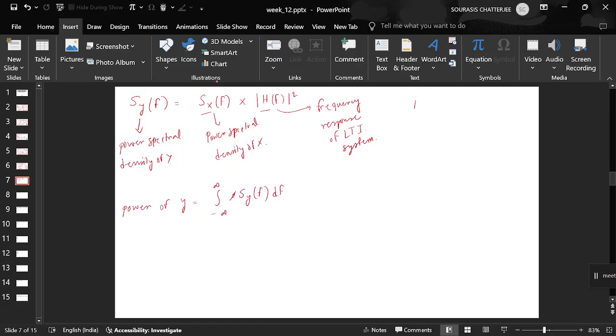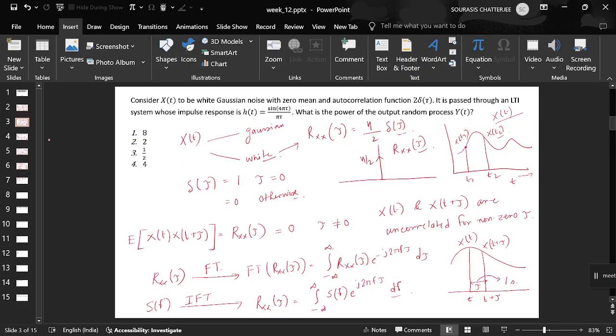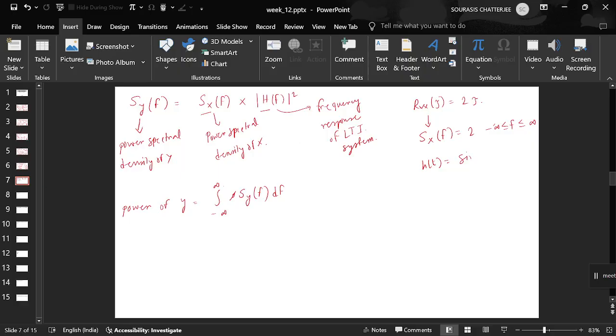So we are given the autocorrelation function as 2 delta of tau, right? So that implies that the power spectral density of X is going to be just 2 over the entire frequency spectrum. And what about the HF? So we are given h(t) as, let us check what we are given, sin(4 pi t) over pi t, right? Sin(4 pi t) over pi t. So this is nothing but 4 sinc(4t), right?